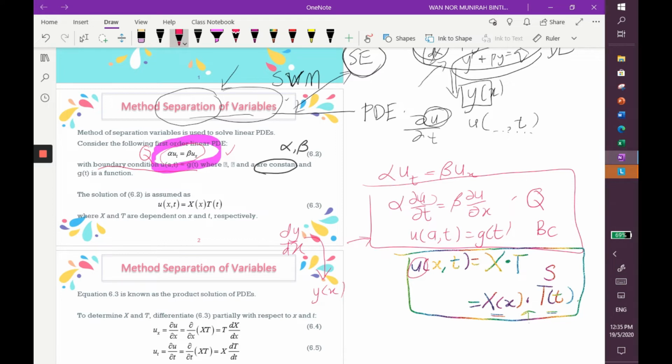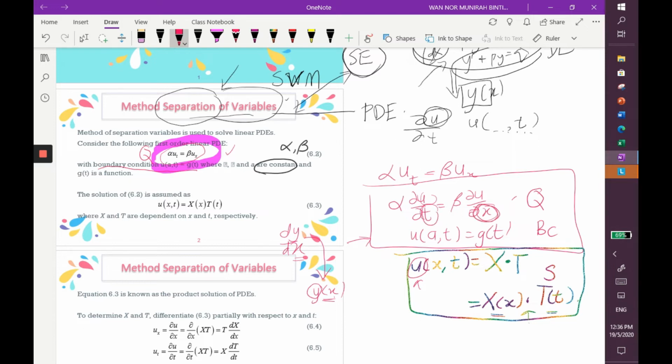Before this, your solution was y as a function of x, the independent variable. So the same thing here. u is your solution, here your dependent variable, and then you have more than one independent variable.